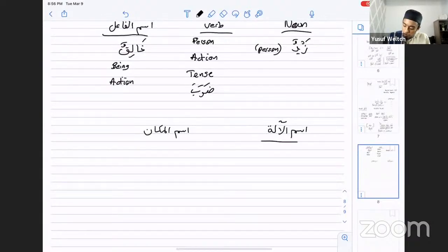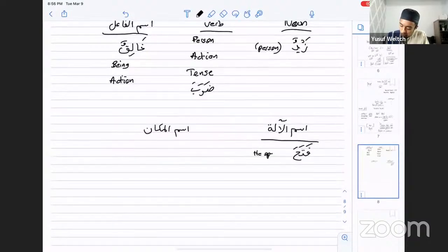So the noun that denotes an instrument, like for instance, fataha. What does fataha mean? Open. He opened, right? So the root letters fataha have the meaning of opening something. The tool by which you open something, if you put those letters on this pattern, or other applicable patterns, then you will get a noun that means the instrument by which you do that action.